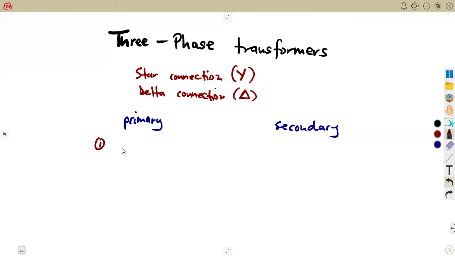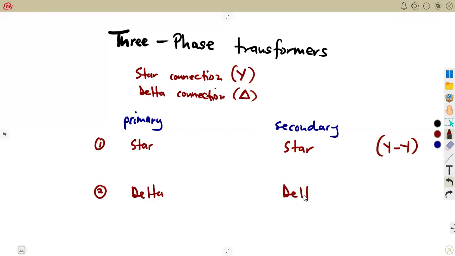So we can have possible combinations like the primary can be a star, and the secondary also being a star. It can happen, both. Thus we are referring to a star to star connection. There can be a condition where it's delta and delta both. This one is in delta connection, the secondary is also in delta at the same time, as we're considering a delta to delta connection.